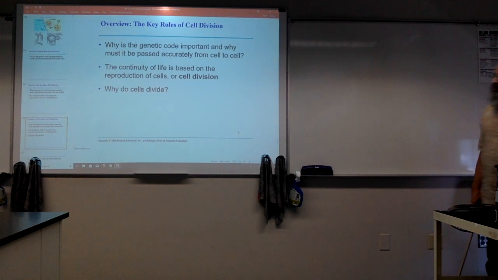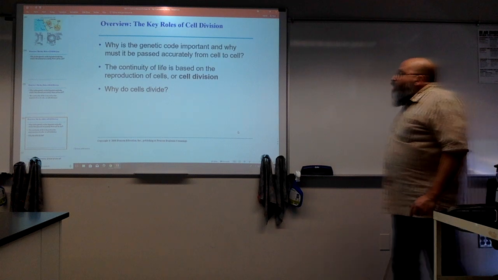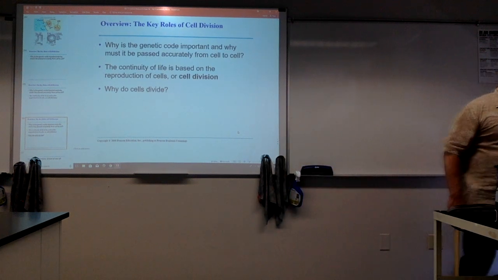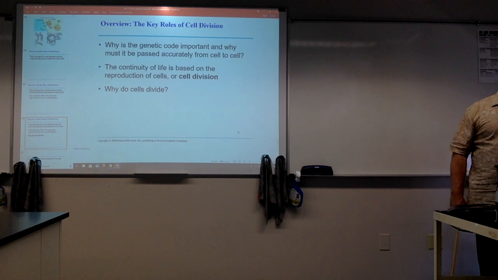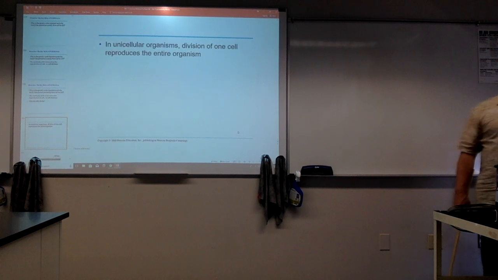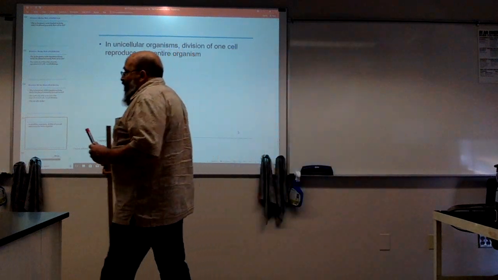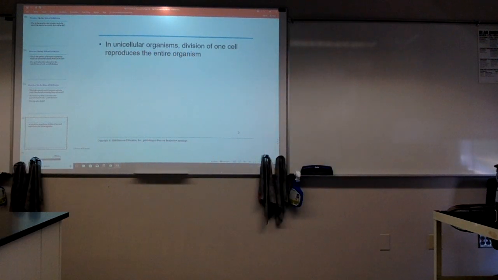So a question, why do cells divide? Well, there are different reasons depending on the organism. In unicellular organisms, the division of one cell produces an entirely new organism. So here's an amoeba right here. It divides, and we get two new amoebas.